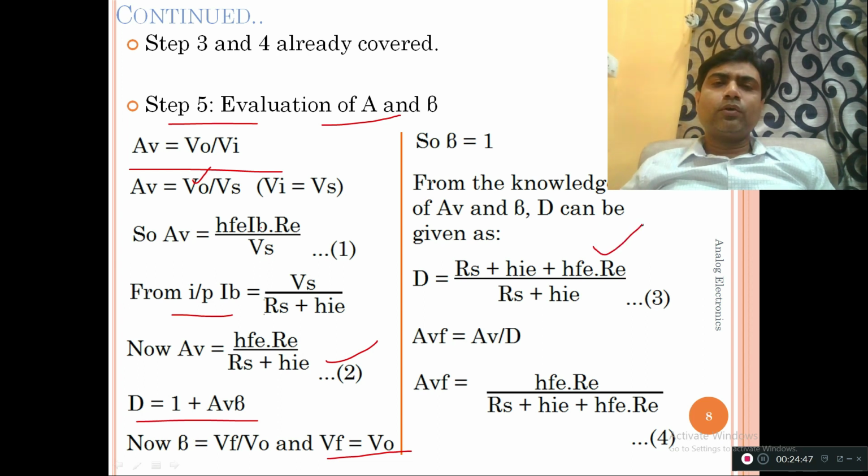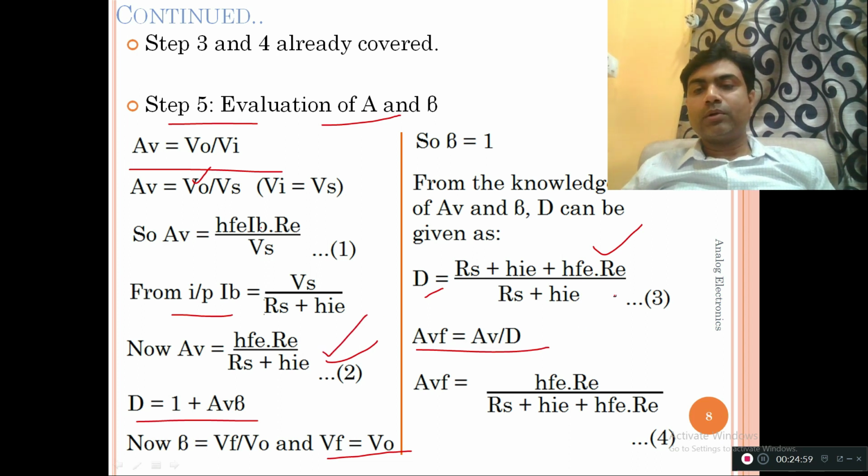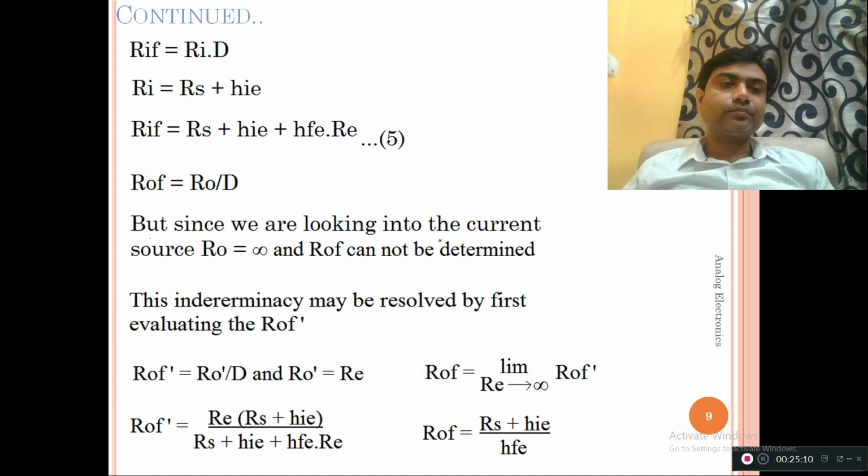Just replace the value of beta and replace the value of AV in this particular equation, and then you can easily get the value of D. And now we know that AVF is nothing but AV upon D. So you have the AV value from equation number 2, and you have the value of D from equation number 3. So you can determine AV upon D easily. That is nothing but AVF. So equation number 4 gives me the value of the AVF.